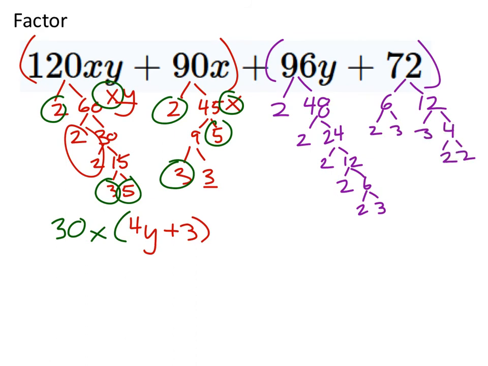So what do we have in common here? I've got 1, 2, 3 2s, which is 8, but I've also got a 3 in common for both of these as well. So 8 times 3, that's a positive 24. So you multiply all of those.